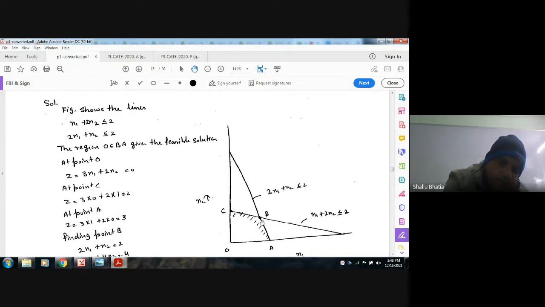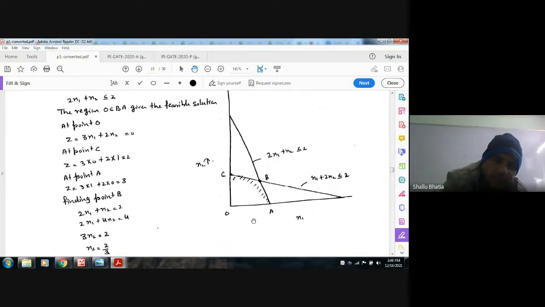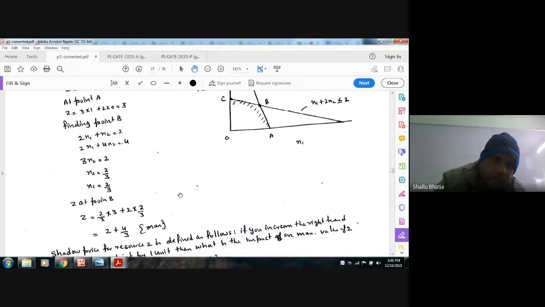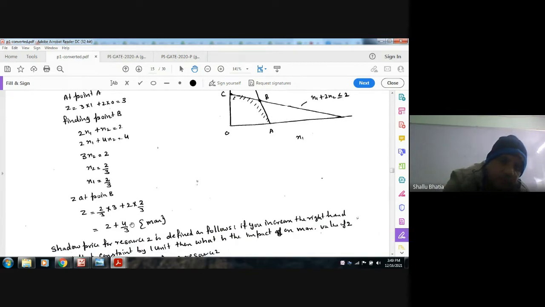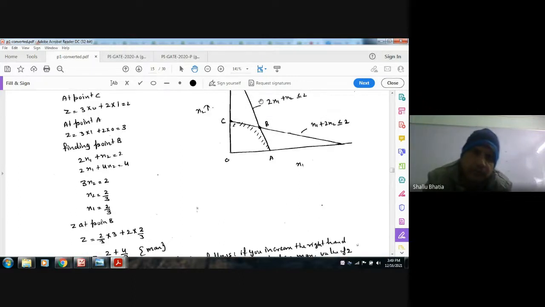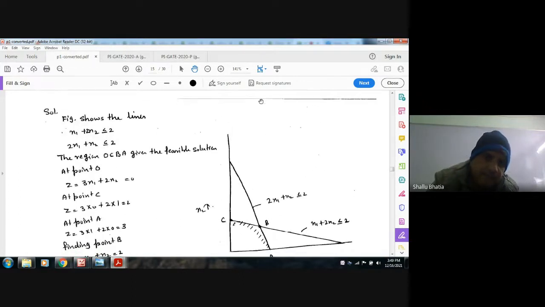We can have maximum profit at C, B, or A. So finding the maximum profit, it is at B. So this is 2 plus 4 by 3. So maximum profit is at B. Now according to the given condition, we have found the maximum condition. So these are the lines.